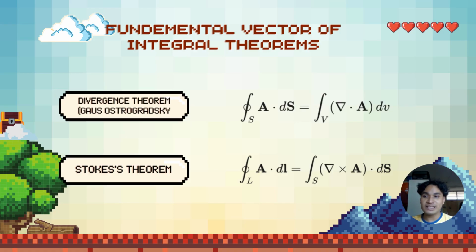The second one is Stokes' theorem. Stokes' theorem states that the circulation of a vector field around a closed loop equals the surface integral of its curl over the bounded surface. These theorems allow us to switch seamlessly between field differential equations and integral measurements.